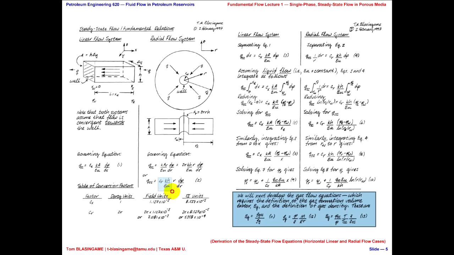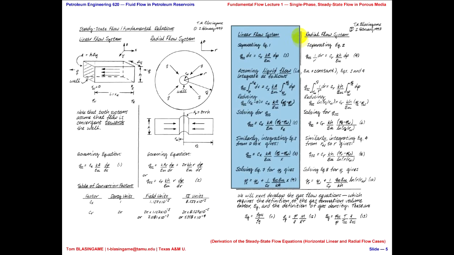We'll call it C sub r, which is the coefficient or the units conversion constant for radial flow: k h over B mu, r dp dr. So we're almost there. Now we start our solution. Linear flow is on the left-hand side. Radial flow is on the right-hand side.